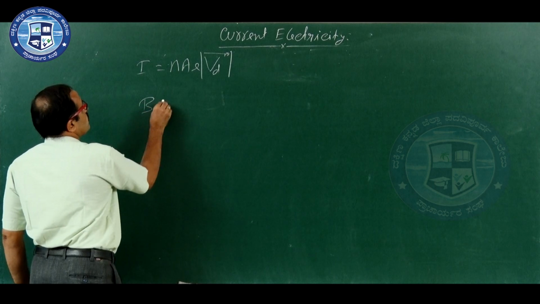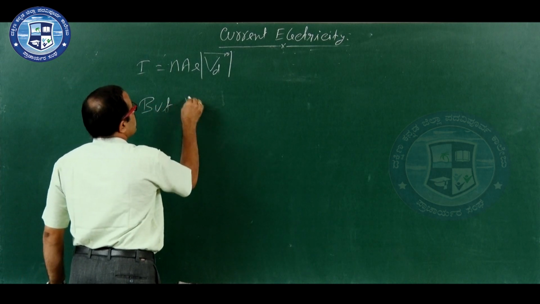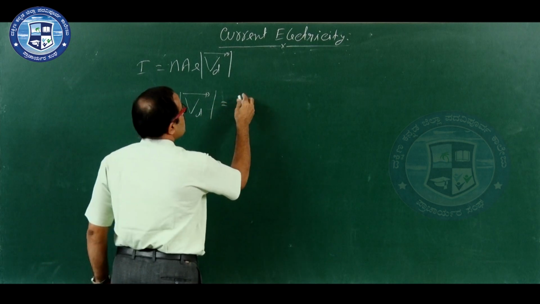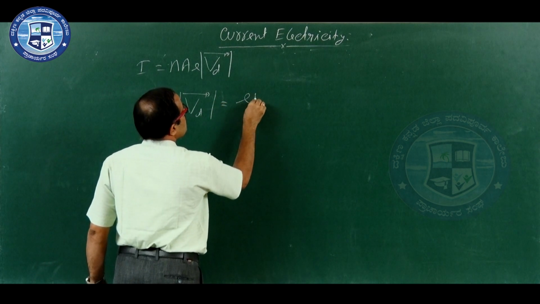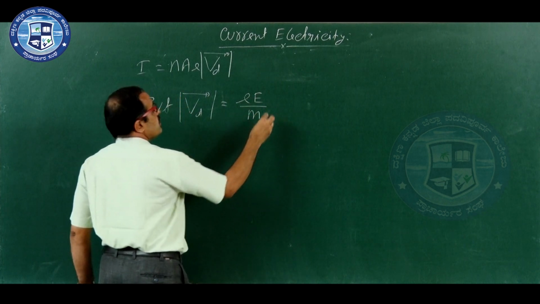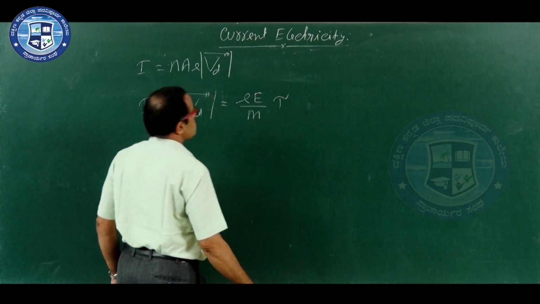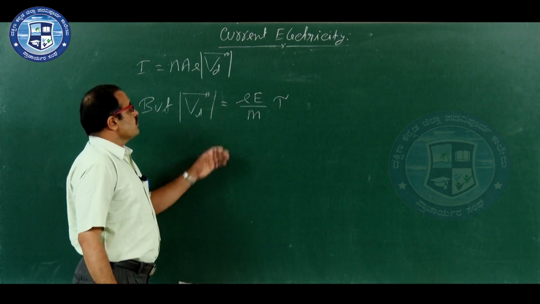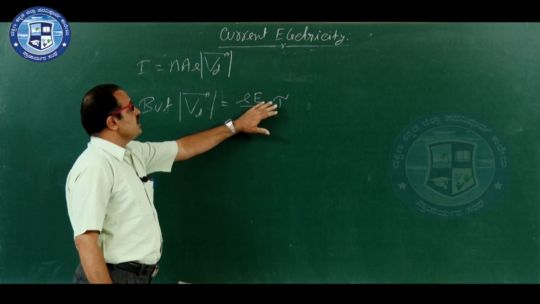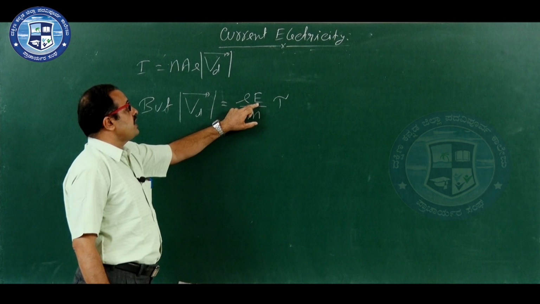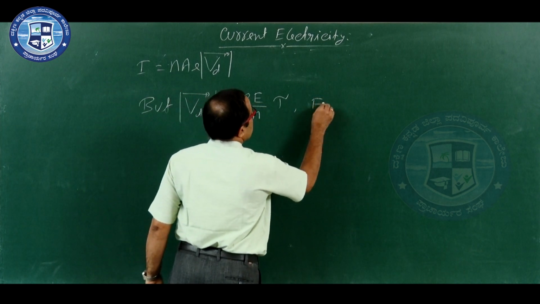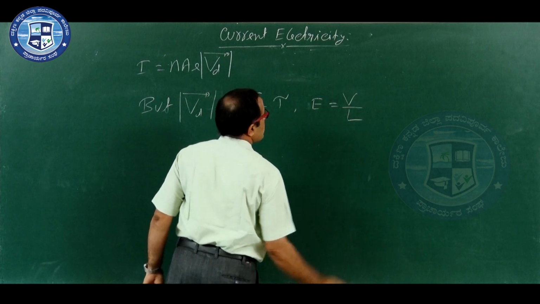Now, we know the drift speed is given by the formula e E by m into tau. So, drift speed is equal to e tau by m times E. What is E here? Electric field. Tau is the relaxation time, and E is given by V by L.